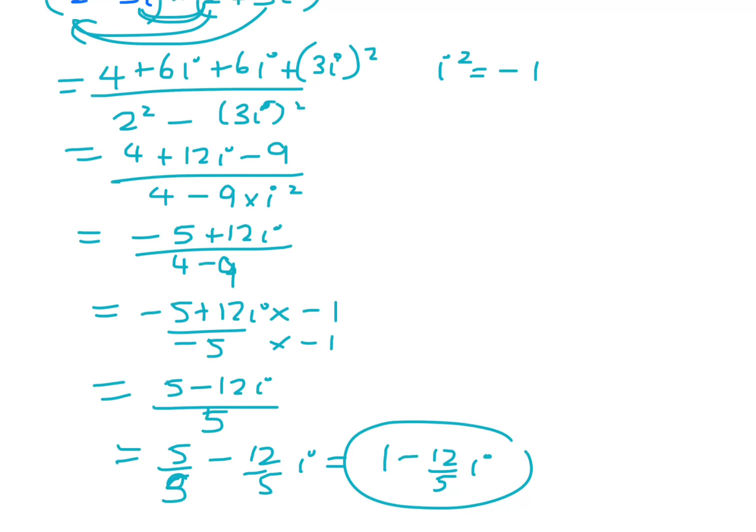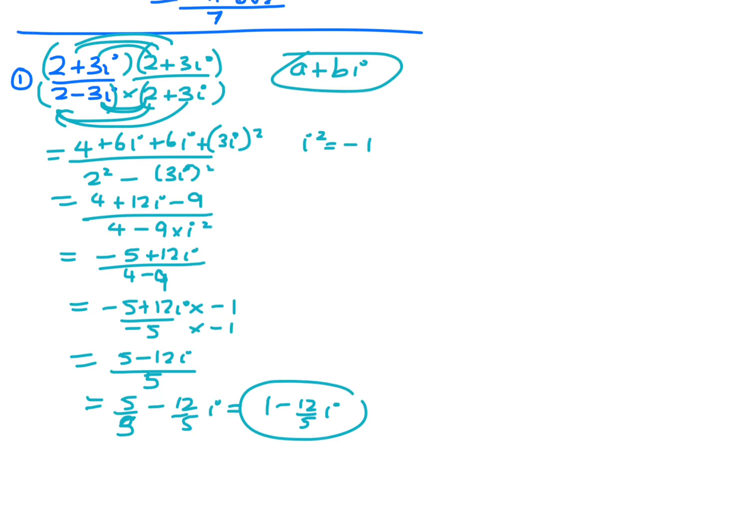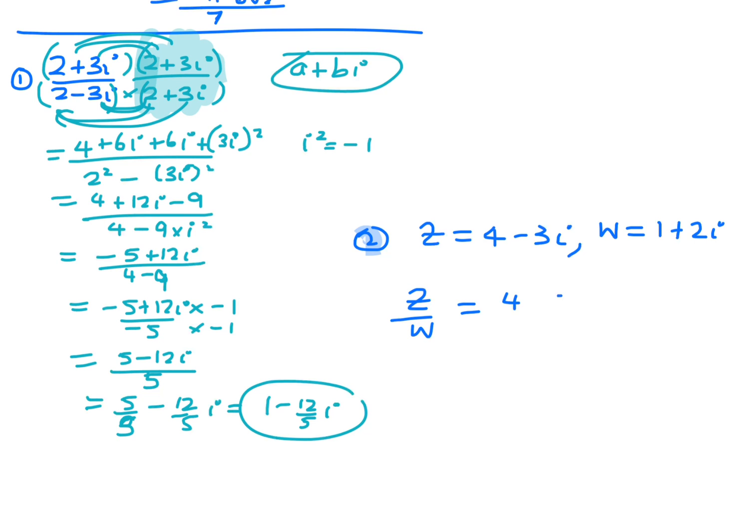And that's a much simpler form. So with division, you are multiplying by the complex conjugate. So just one more example. Let's say we had z equals 4 minus 3i and w equals 1 plus 2i. So if you wanted to find z on w, that would be 4 minus 3i on 1 plus 2i.